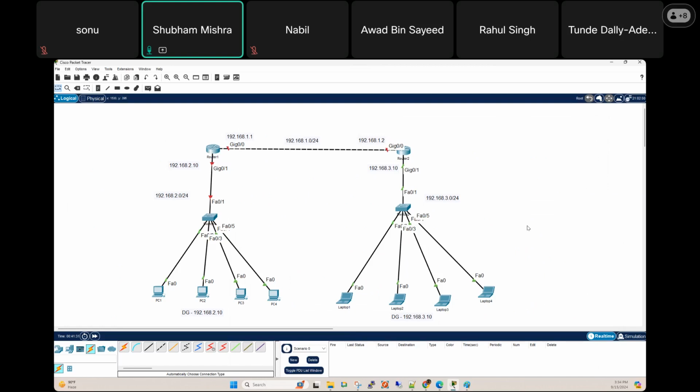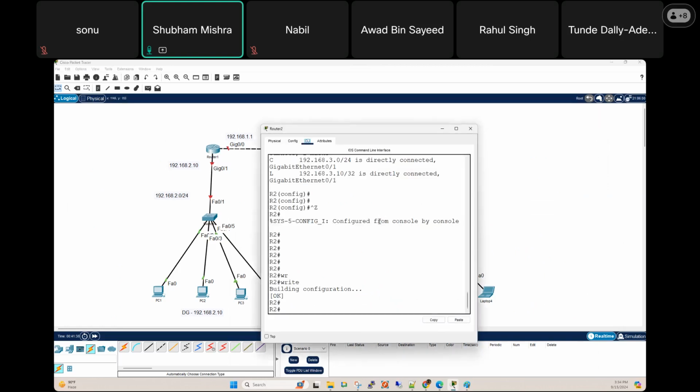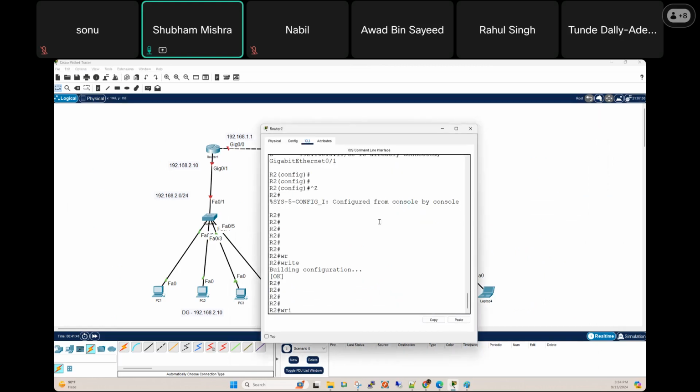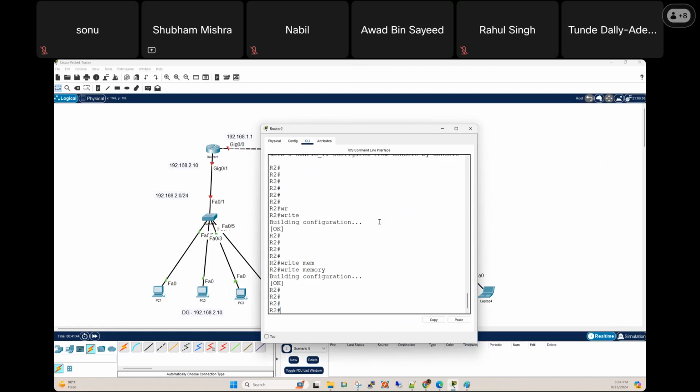So the commands are different, but the meaning is the same. In a real scenario you can write the write command, and generally we write the write memory command also. I don't think it works here, let me check. Yes, this is the command also, write memory. Clear, everyone?